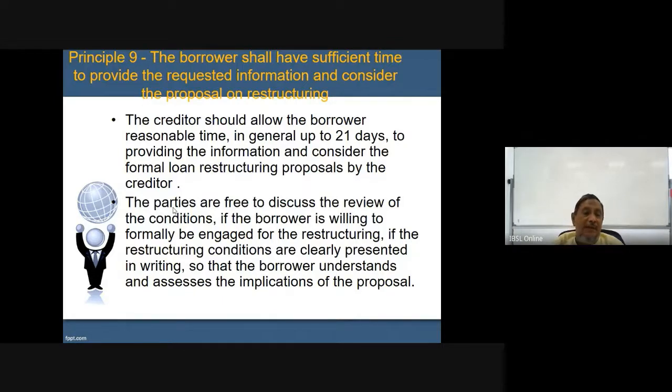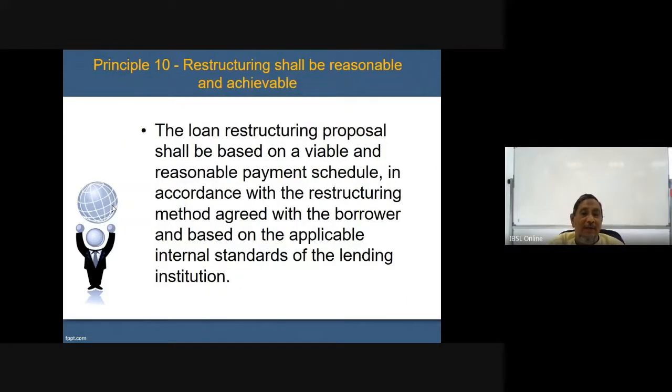Okay, right. Principle 9 says there should be sufficient time given to provide the information. That is, the bank should give sufficient time to the borrower, the defaulter, to give some information. Okay, gather information, give information. Normally, 21 days is given by the bankers.